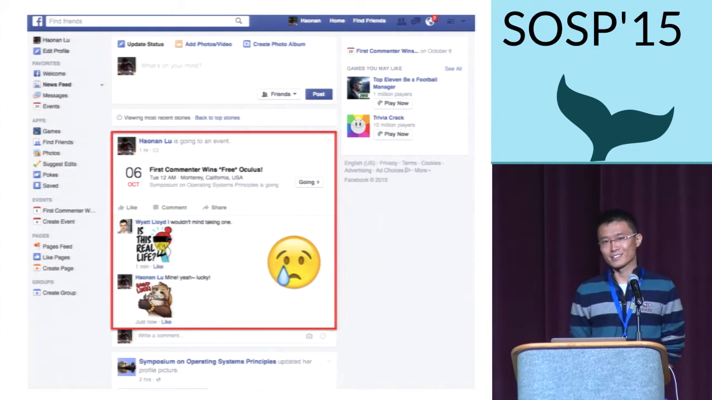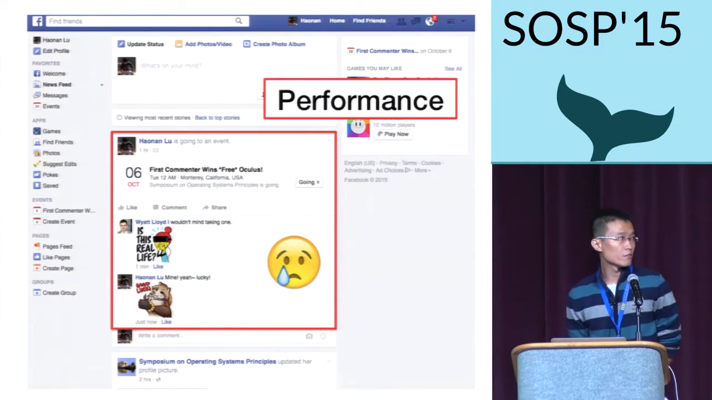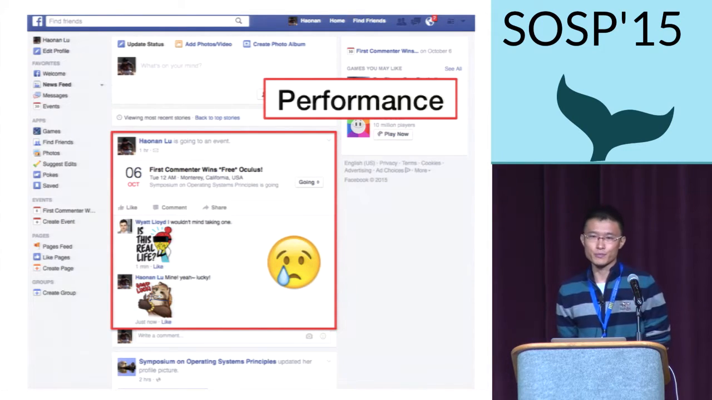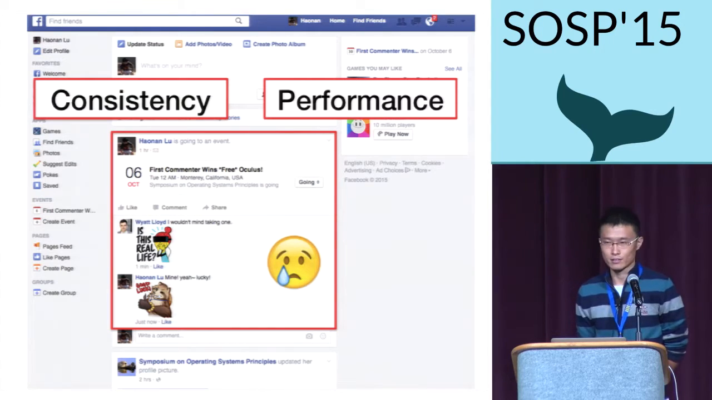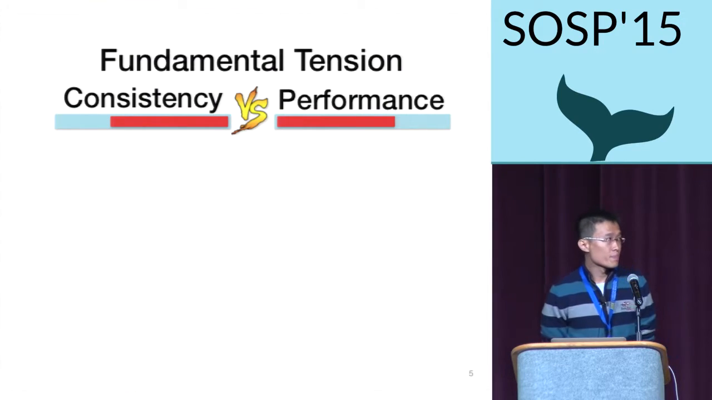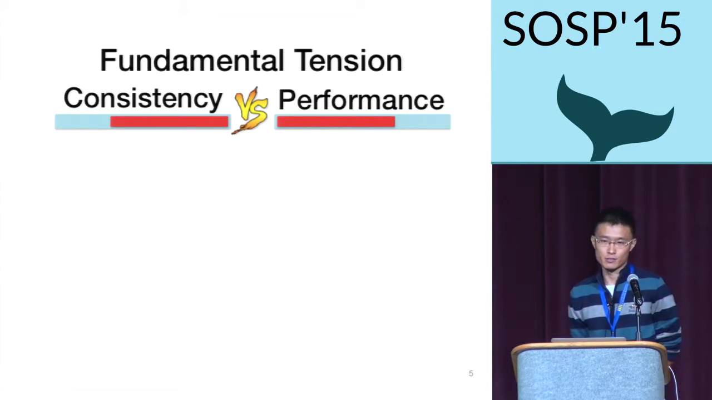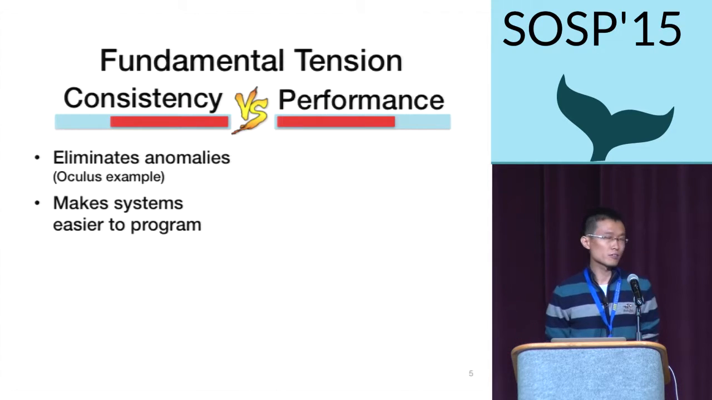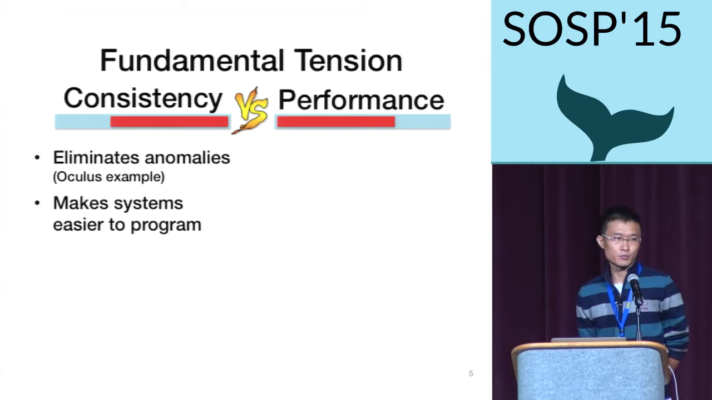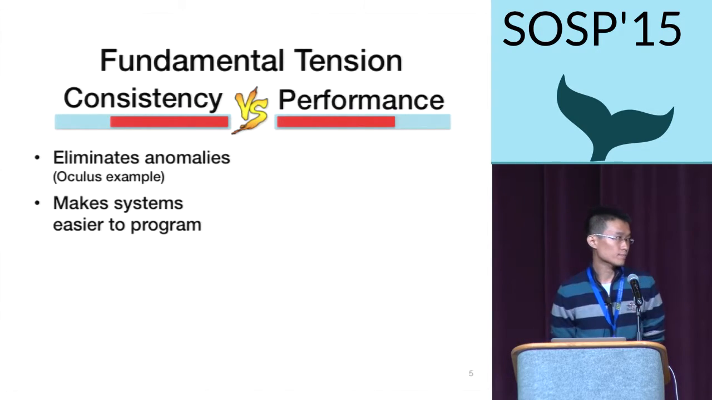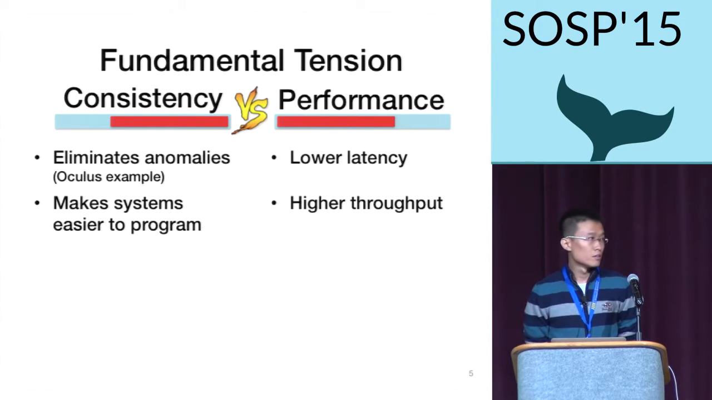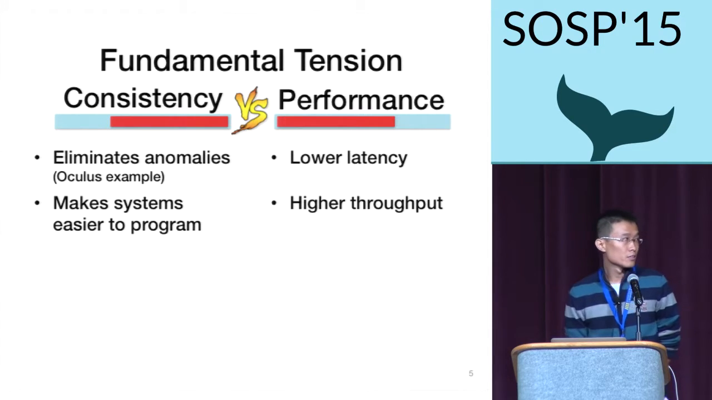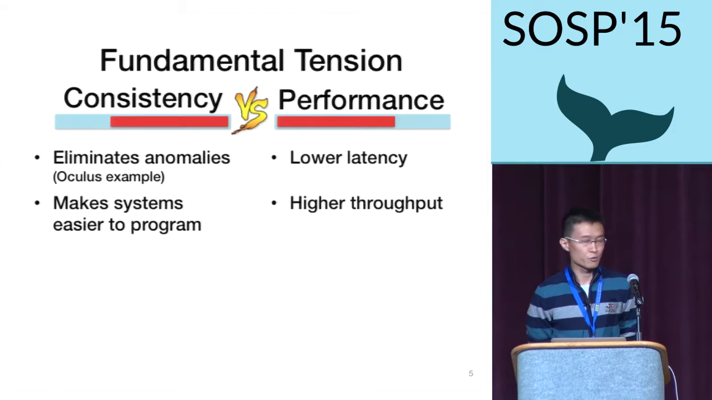So when I use Facebook, there are at least two things I care about. First, I want my page to load really fast, which requires good performance of the Facebook system. And also, I don't want to see strange behaviors like this. That requires a consistent view of data. However, there is a fundamental tension between consistency and performance. Stronger consistency can eliminate anomalies, like the Oculus example I just showed. It also makes the system easier to program because programmers don't have to take care of those corner cases that may cause anomalies. Higher performance usually means lower latency and higher throughput. Unfortunately, stronger consistency is expensive to implement. So this is why there is a trade-off between stronger consistency and higher performance.